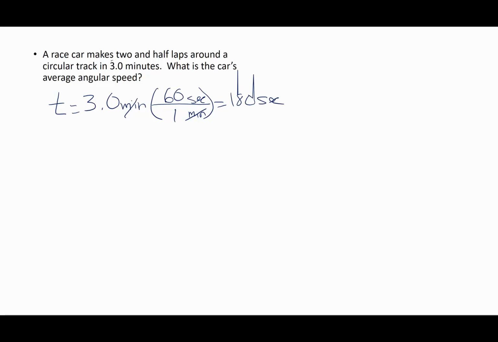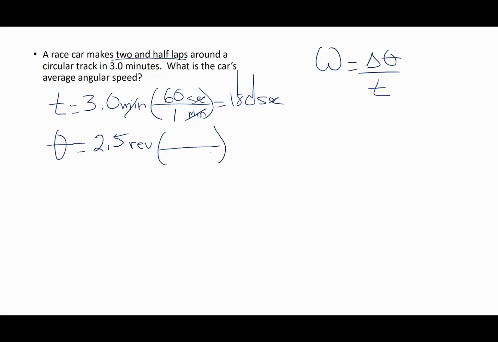The race car makes 2.5 laps, so I've got 2.5. But what do I label this so that I can work with it? Well, a lap is a revolution. So that is going to be my angular displacement, 2.5 revolutions. But in order for me to use this angular velocity equation, I have to have everything in radians. Angular displacement must be in radians.